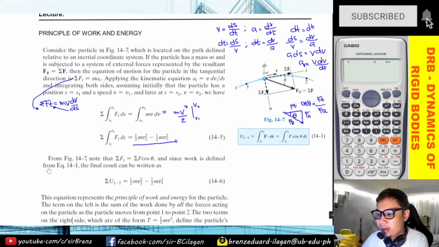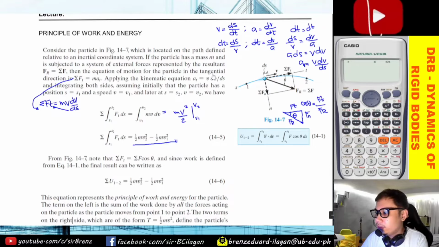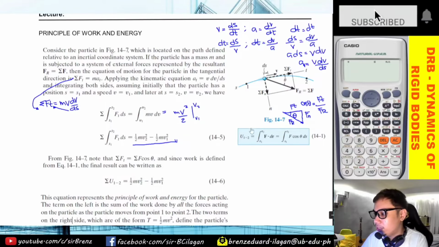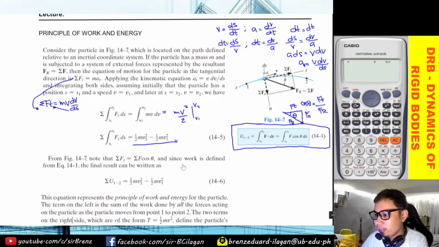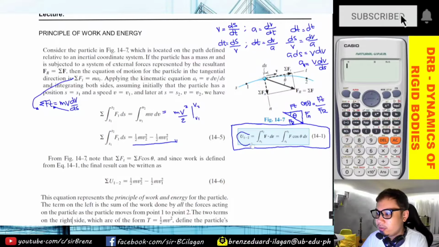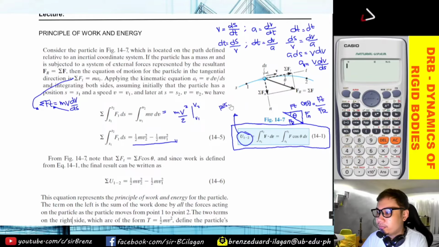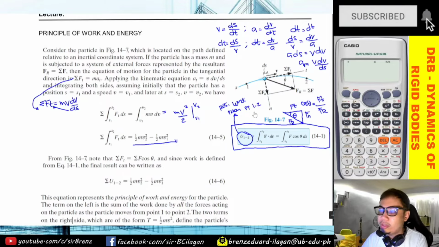And since work is defined from equation 14-1, so guys, doon sa first part nung pinasa ko sa inyo na copy ng lecture, this is just an outline. So, ulitin ko lang. So, merong binigay na formula. Ito. So, equation 14-1, kung saan yung work is defined by this equation. So, itong U sub 1 minus 2, 1 to 2, this is that minus. So, this is the resultant work from point 1 up to point 2.